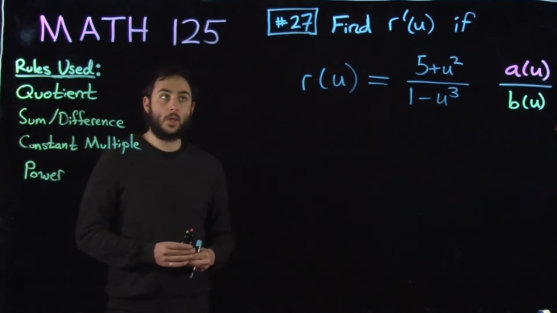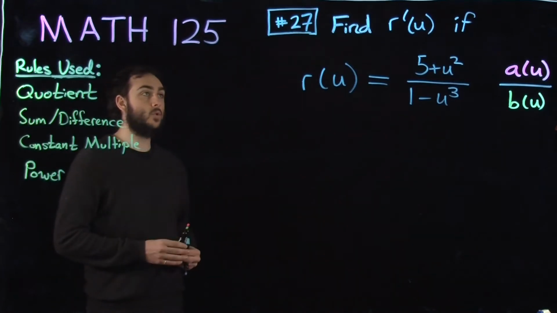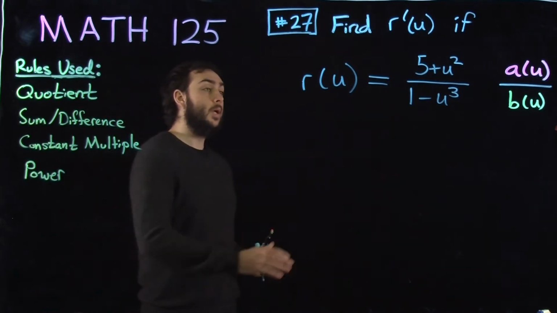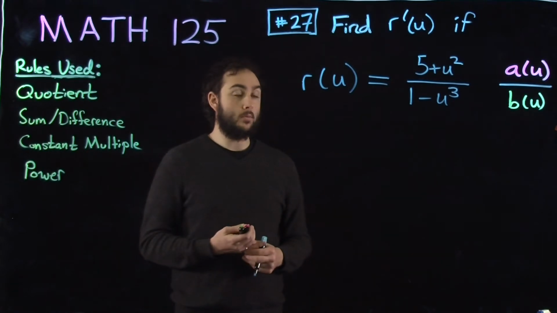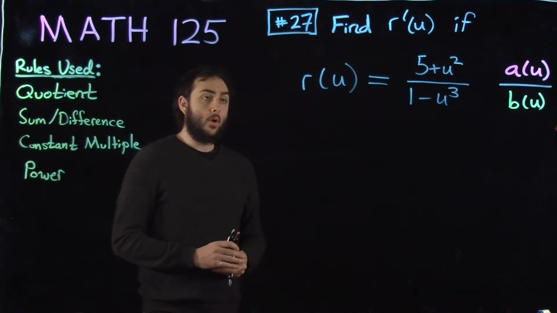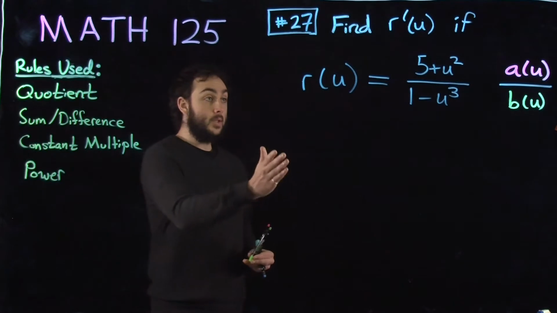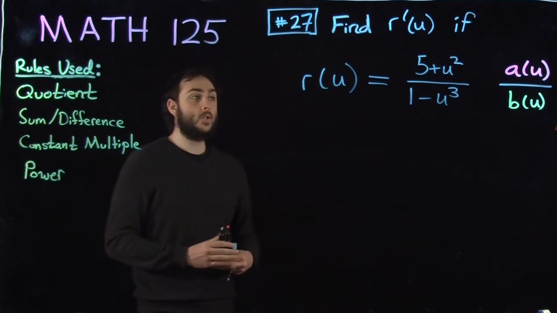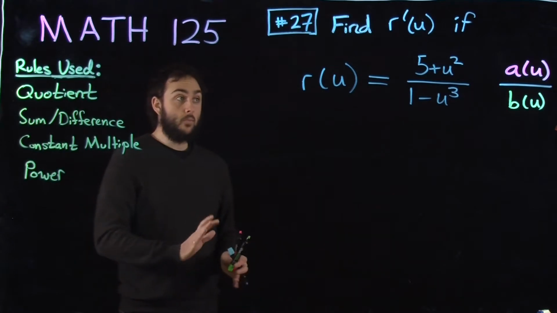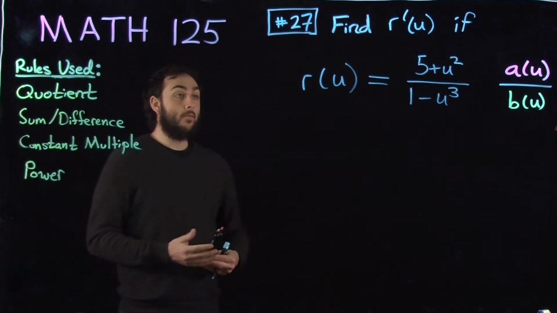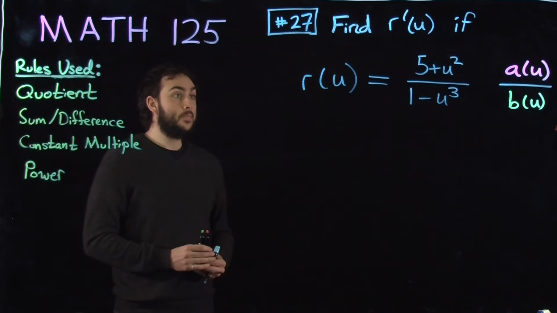We continue with the gateway questions. This is problem 27. Find r prime of u if r of u is given by 5 plus u squared all over 1 minus u cubed. So even though our dependent variable is u instead of x, the machinations we'll do will be exactly the same. We'll follow the same rules and the same form as in previous problems.